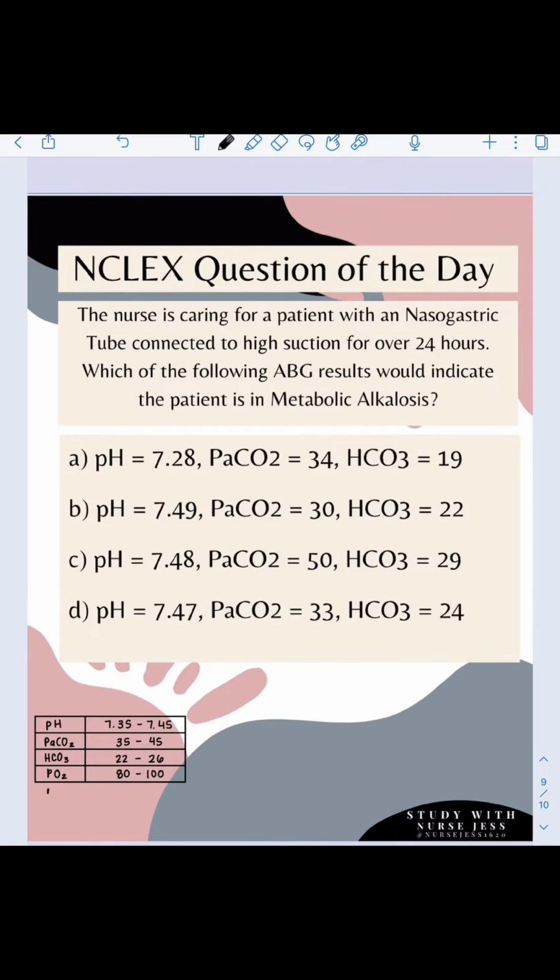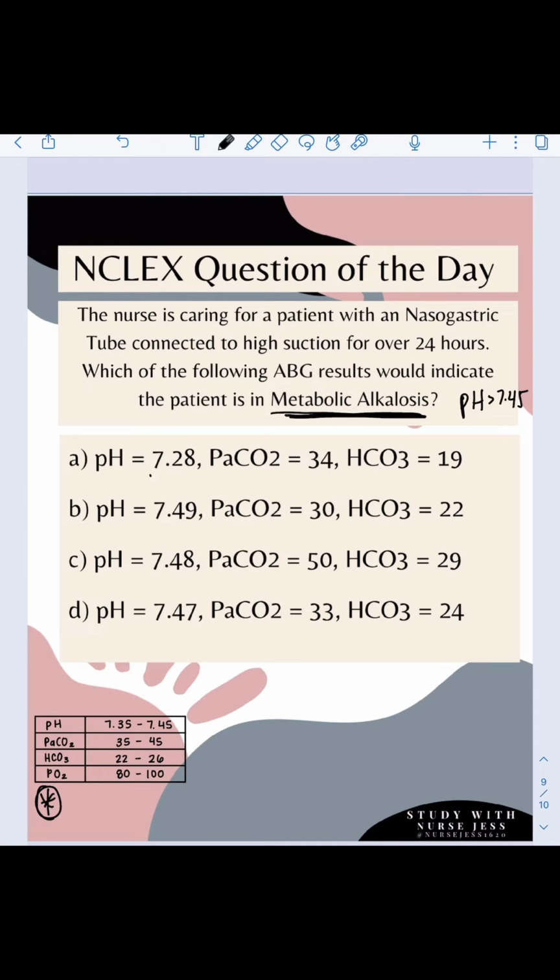Okay, so down here at the bottom, we have our normal ranges for pH, PaCO2, and HCO3. We are looking for metabolic alkalosis as indicated by the question. Now, anytime you have an ABG question, the first thing you want to do is determine the pH, okay? So in metabolic alkalosis, my pH is going to be greater than 7.45 to make it alkalotic. So let's run through A, B, C, and D to see which ones we can eliminate.